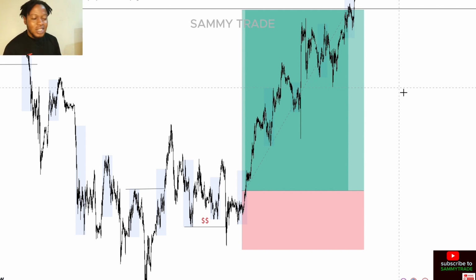That's what I call top down analysis, right? From the higher time frame down to the lower time frame, so you understand and know where to enter for your trade and where to take profit and where to set your stop loss.